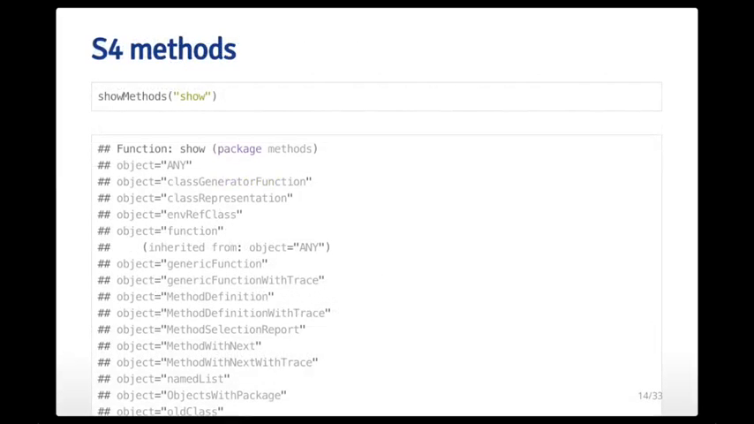Here you can see what methods are associated with the show generic function, and you can see that there are a number of methods here. These are all in the methods package. There's one for the envRef class, there's one for functions, there's one for generic functions, etc. All these different types of objects have a special print method or show method.